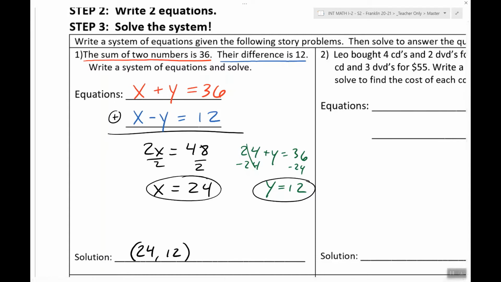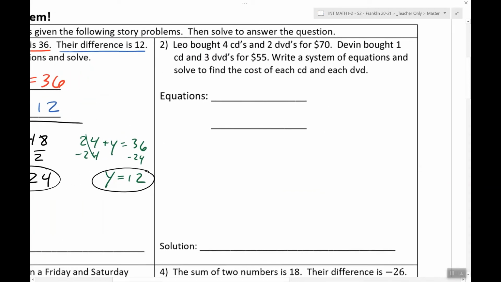All right, let's look at the second example. It says Leo bought 4 CDs and 2 DVDs for $70. Devin bought 1 CD and 3 DVDs for $55. Write a system of equations and solve to find the cost of each CD and each DVD. So what we'll have to do here, since we're trying to find the cost of the CD and DVDs, we know that's what our variables are going to stand for. So let's go ahead and use variables that make sense. So we can use C for CD and D for DVD. And you could use X and Y too, but why not? We'll use C and D.